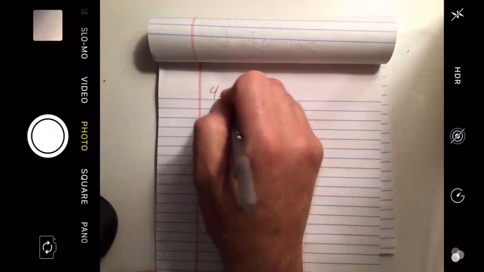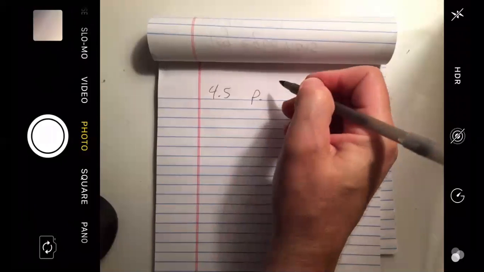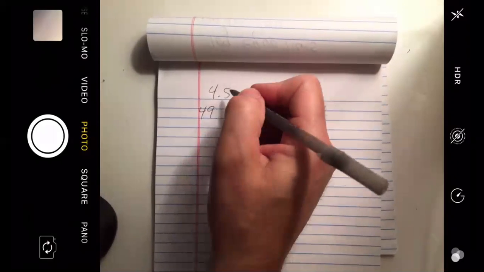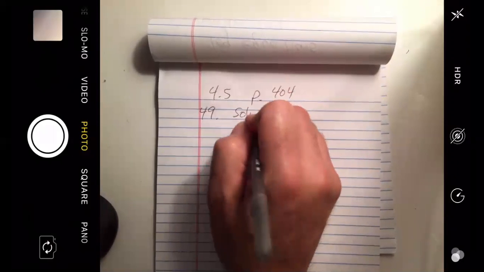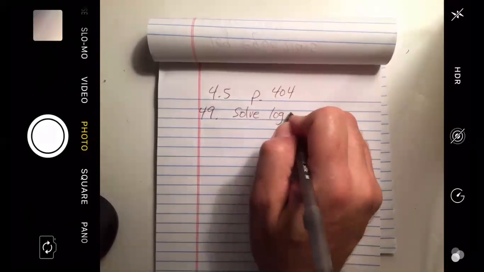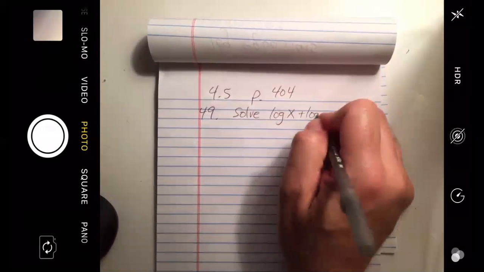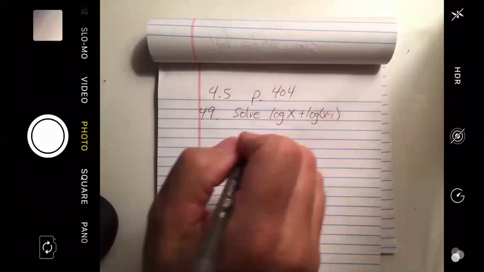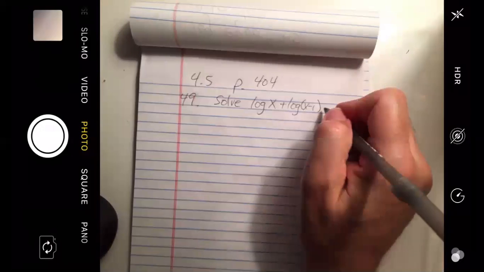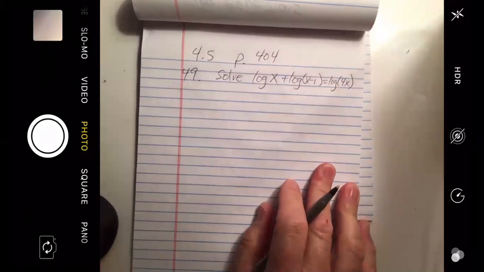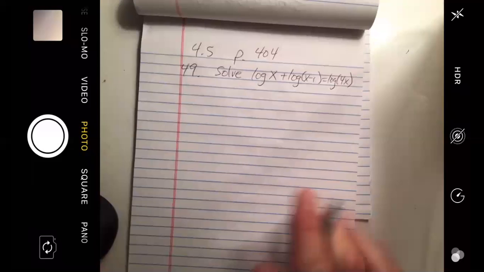We'll try 49. Still on page 404. Number 49: log x plus log (x minus 1) equals log of 4x. Okay, we're in base 10 here.